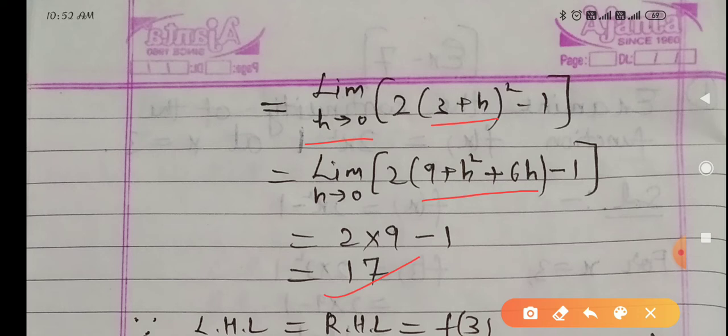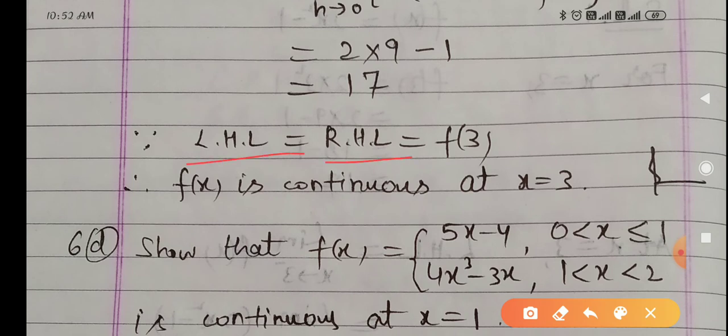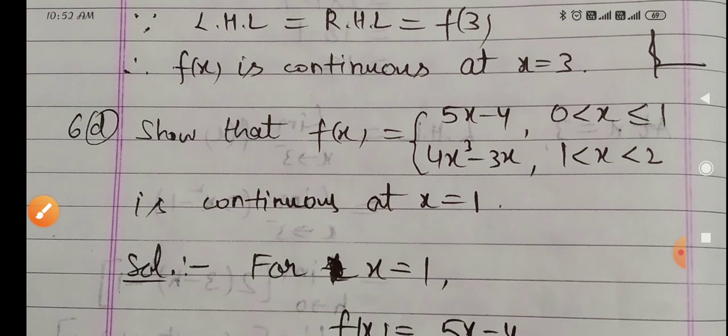So you have seen in every case LHL equals RHL equals f(3). LHL value 17, RHL value 17, f(3) value 17. So all three are equal. So that's why the function is continuous at x equals 3. So one more question you see.